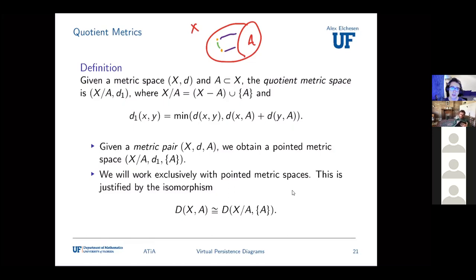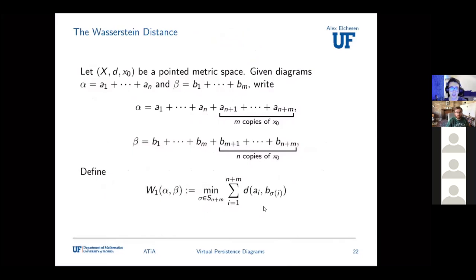And if you take a metric pair, a metric space with a subset A, and you do this quotient, you end up with a pointed metric space. We'll work exclusively with these pointed metric spaces because the monoid D of X, A is isomorphic to the monoid you get when you consider this pointed set. So it's completely equivalent, and the distances we would get either way are isometric. Okay, so now let's restrict ourselves to pointed metric spaces.